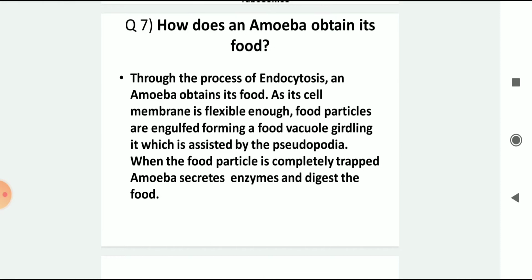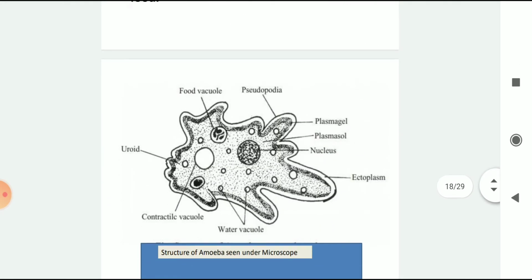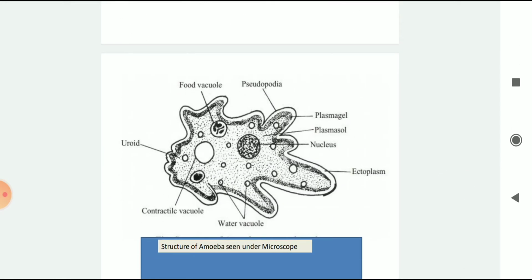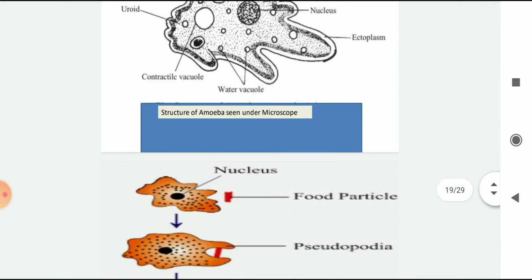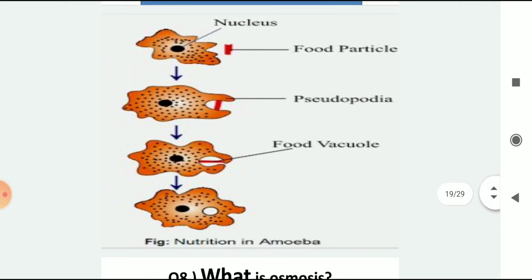How does an amoeba obtain its food? Through the process of endocytosis. You must have studied this in earlier classes also. This is the structure of an amoeba through the microscope, and it takes its food through endocytosis, where, with the help of pseudopodia, it traps the food in a food vacuole, and then secretion of enzymes occurs, and this whole food gets dissolved.